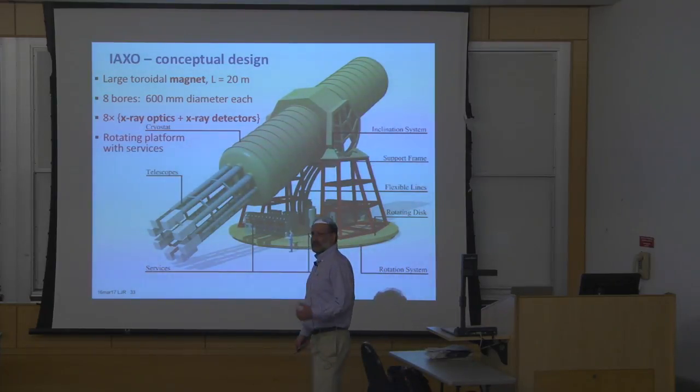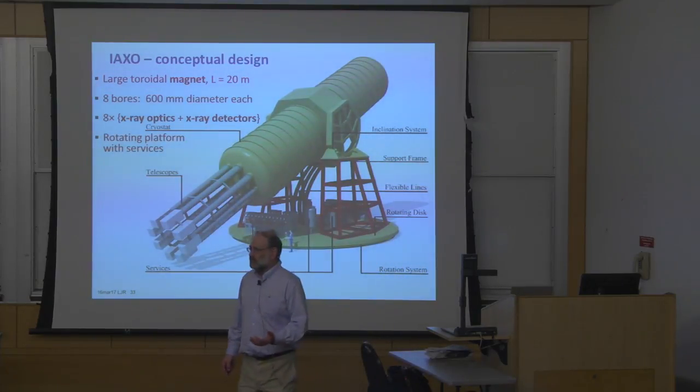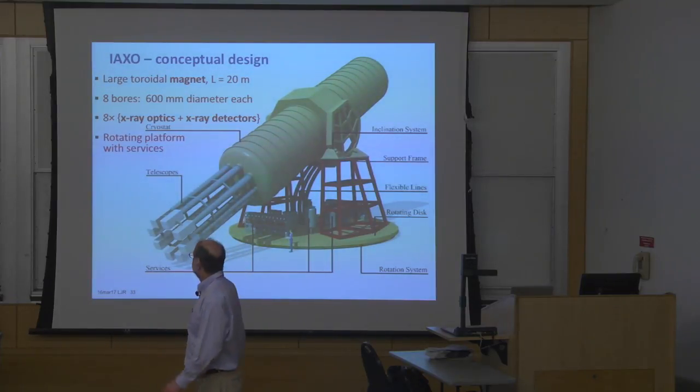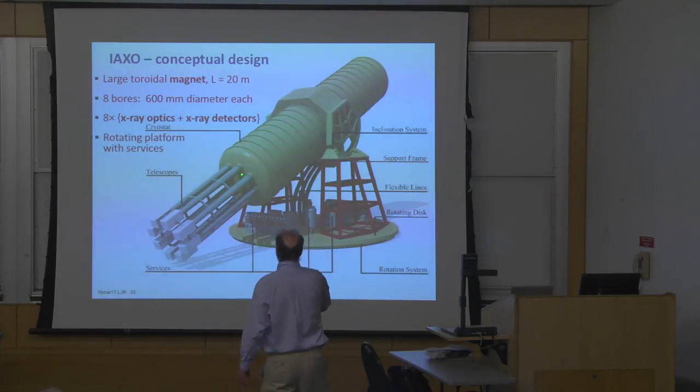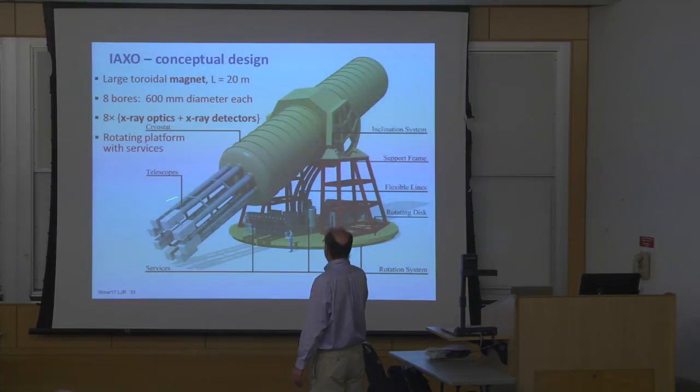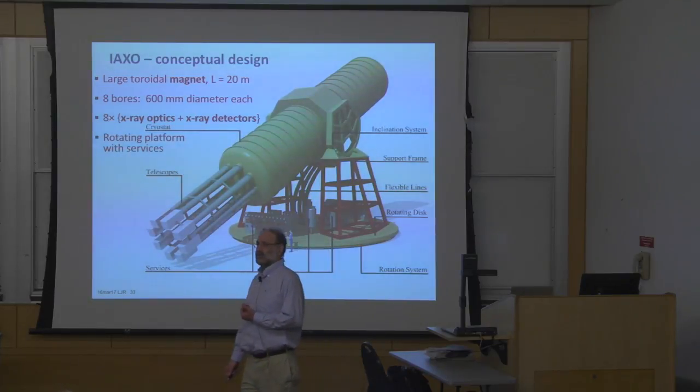This is no longer an old LHC, a spare LHC dipole. This is a dedicated magnet. It has many magnet bores, so it looks like a shotgun approach here, many magnet bores. Higher magnetic field, better this and better that. CERN and I actually disagree on the cost of this magnet. So I have my own costing.